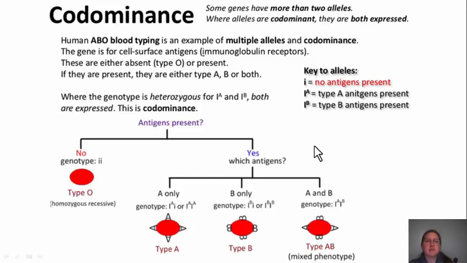When the genotype is heterozygous, when it's A and B, then this is codominance because you have both the A antigens and the B antigens. Your alleles, if you remember, are little i for no antigens present, big I with a superscript A for type A antigens present, and big I with a superscript B for type B antigens present.